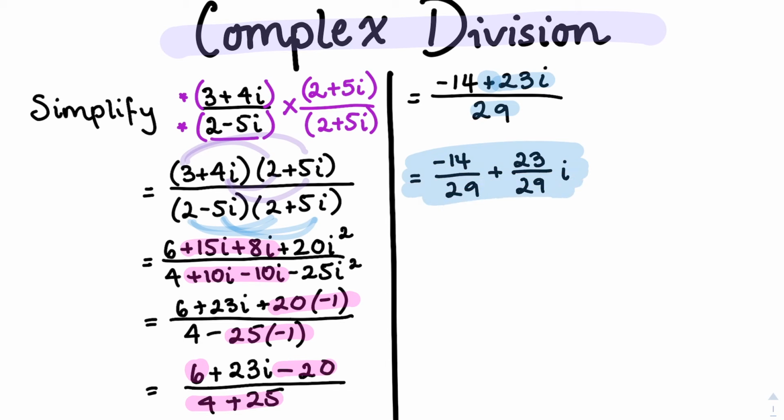This here is considered standard form. And when I refer to standard form, I mean it's in the form of our real part of a complex number plus the imaginary part with our i at the end. How about we go now and take a look at another example.